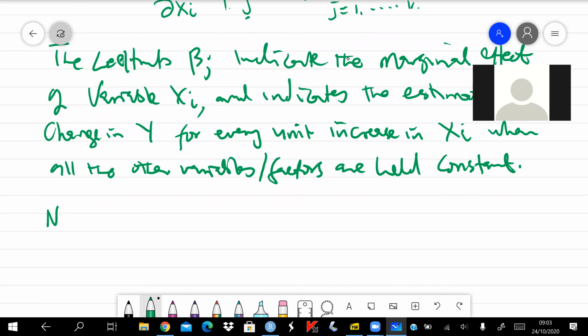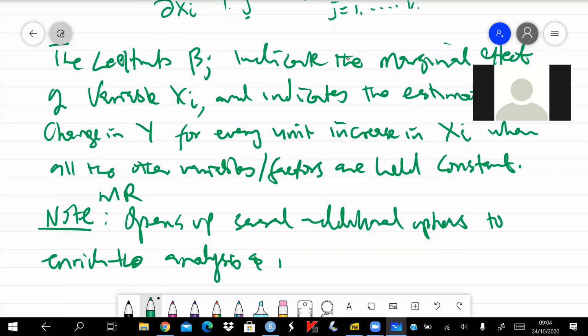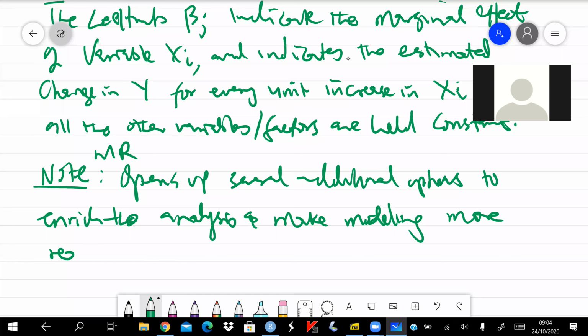We just note that multiple regression opens up several additional options to enrich the analysis and make modeling more realistic compared to simple regression.